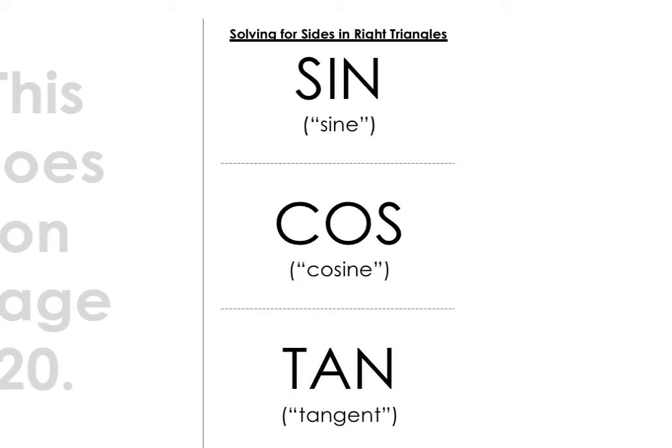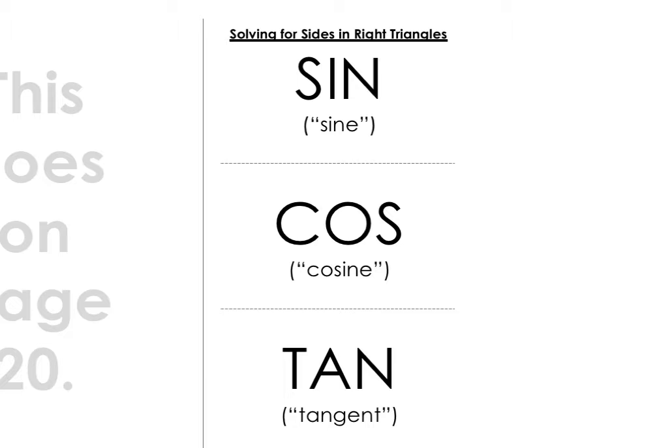In this lesson, we're going to learn the three trig functions and how to use these trig functions to solve for sides in right triangles. In the previous lesson, we learned how to identify the sides of a right triangle and label them the opposite, the adjacent, and the hypotenuse, and then we put them in ratios. In this lesson, we're going to learn the names of those ratios.